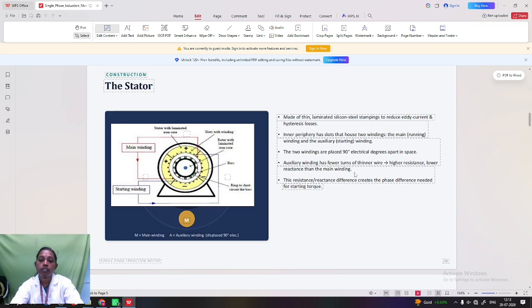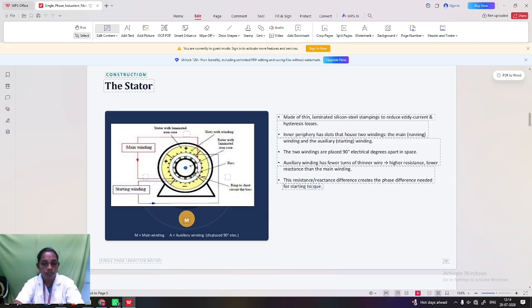Based upon the displacement, the torque will be produced. The auxiliary winding has fewer turns of thinner wire. It has higher resistance, lower reactance than the main winding. Both windings have different magnetic properties. This reactance or resistance difference creates the phase difference needed for starting torque.